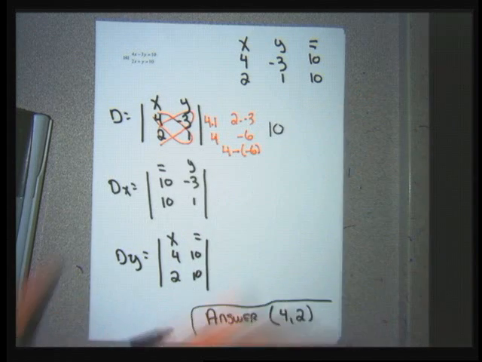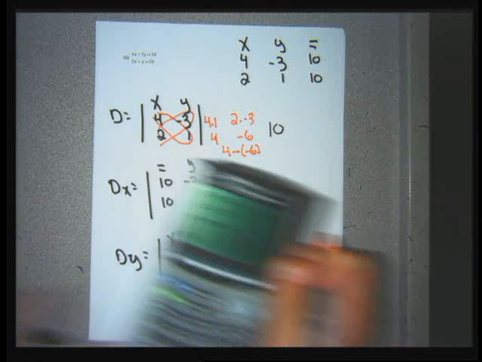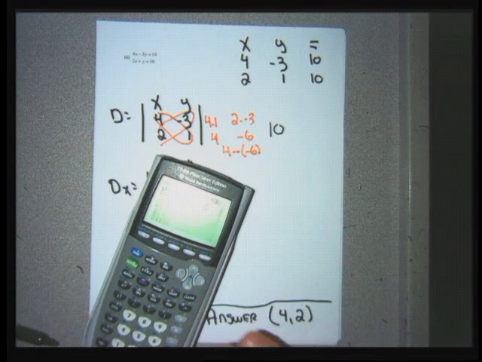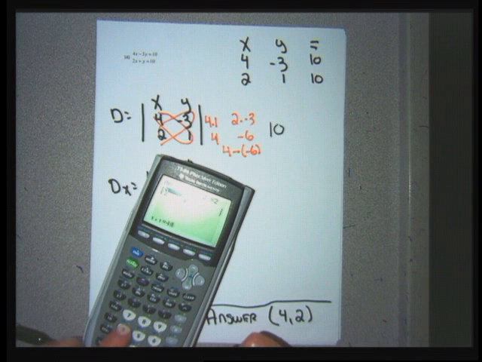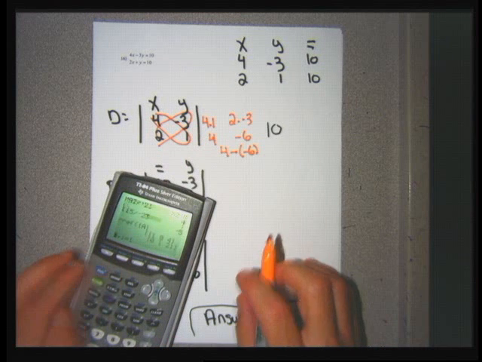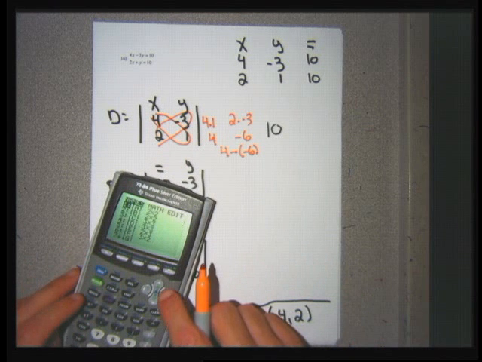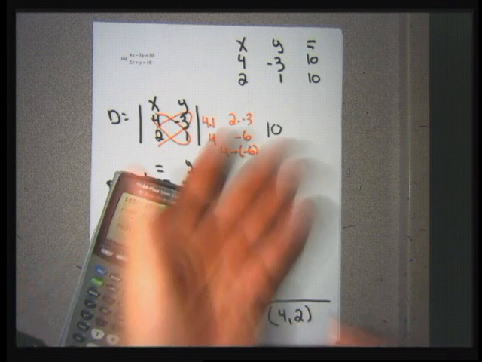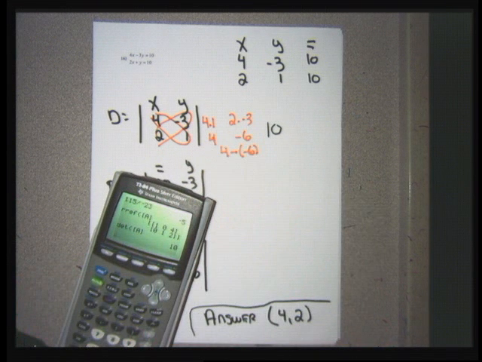Could do that on my calculator if I didn't believe my algebra. On my calculator, second matrix, edit this, type in a 2 by 2 matrix, do 4, -3, 2, and 1, get the matrix in, then second quit, second matrix, math, DET, second matrix, enter, enter. That's the 10 that I got by hand.